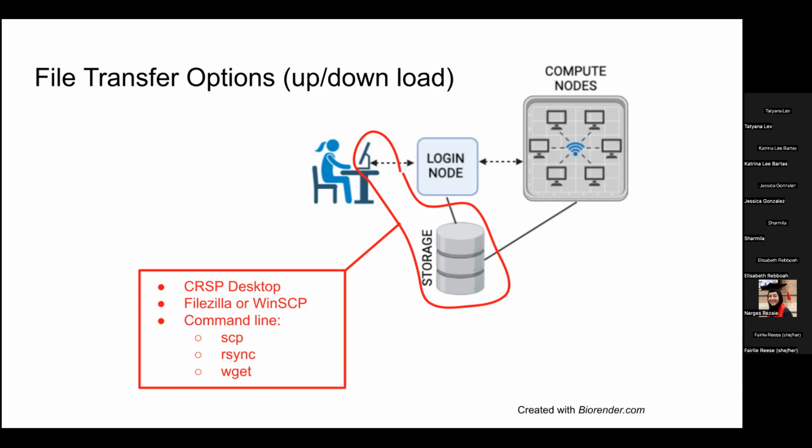Well, this basically summarizes the ways you can upload and download different files onto the HPC. So like we just talked about CRISP desktop. Other ways are through FileZilla or WinSCP, and you can also do it at command line through SCP, rsync, or if you're downloading from the web, you can use wget. I'll give you that example next.